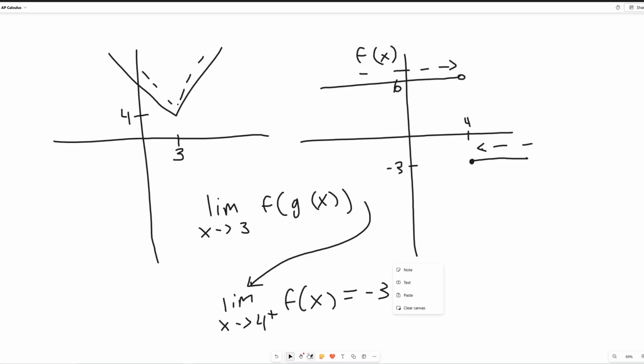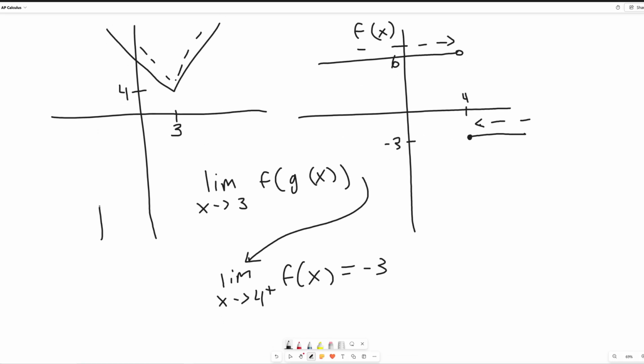So don't get tripped up on this one. You might think that it doesn't exist because the limit of f at 4 doesn't exist. But if they come from the same side, look at which side both of them come from. If it comes from down to up, it's negative, and if it comes from top down, it's positive.